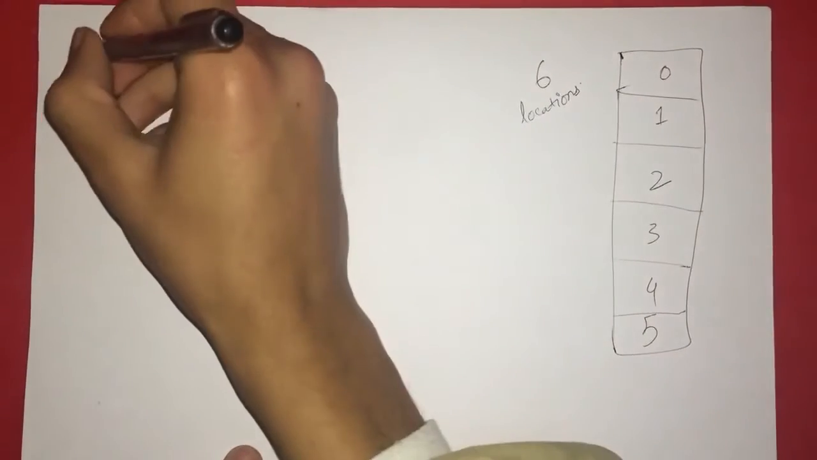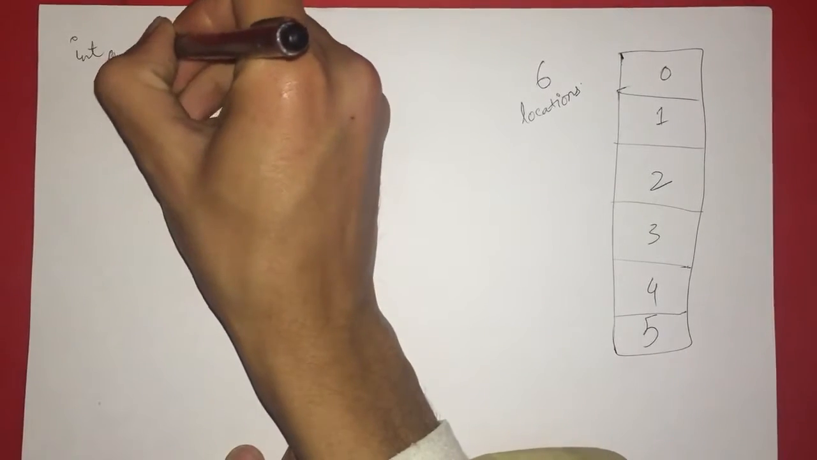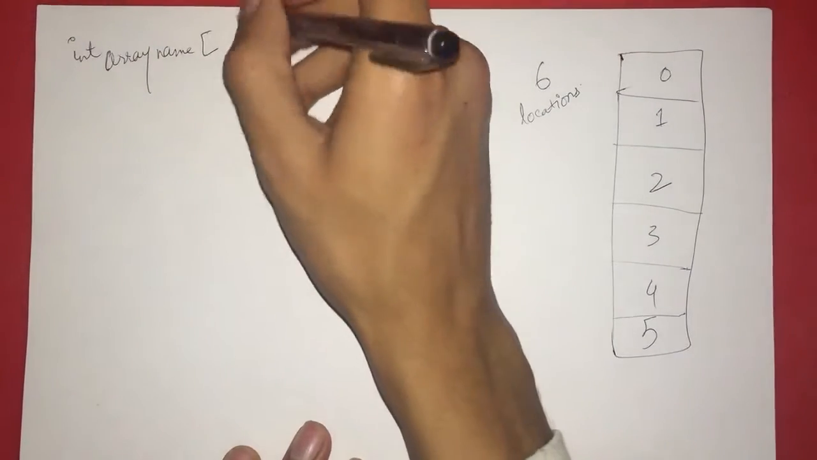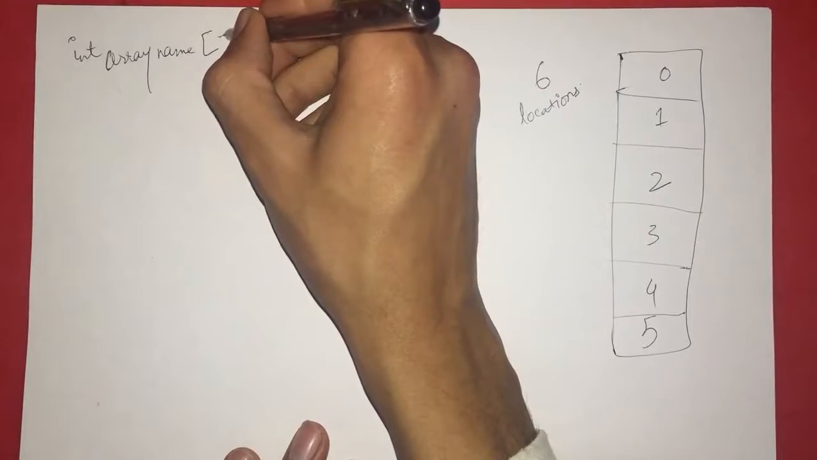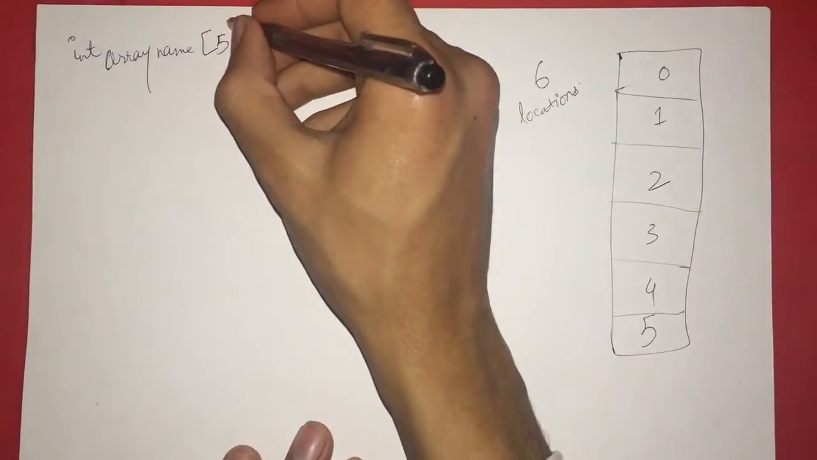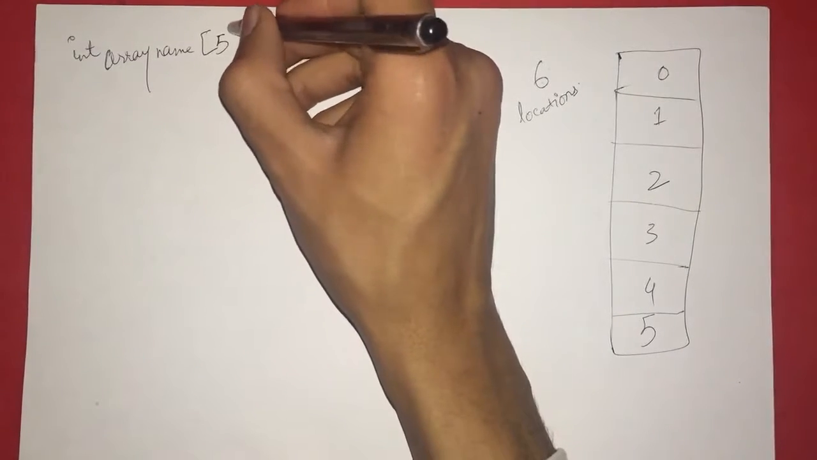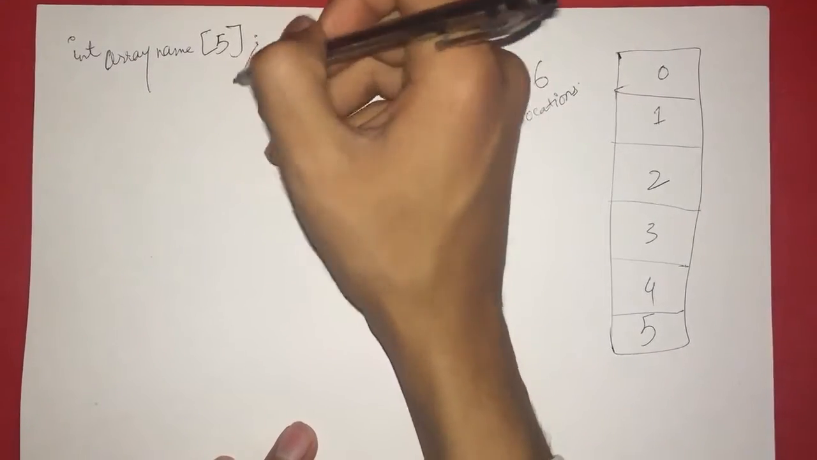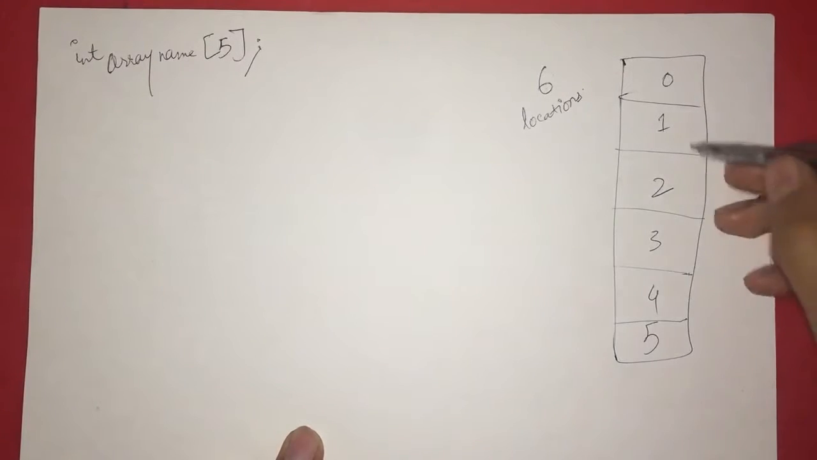Okay, so int array name, and you have the array subscripting operator, and the length is 5. So that means that this has 6 locations rather than having 5 locations. And we put a semicolon after that. So this was the declaration.